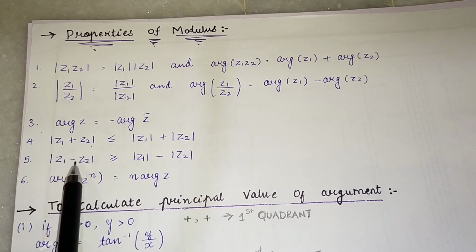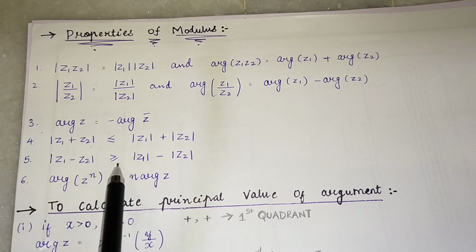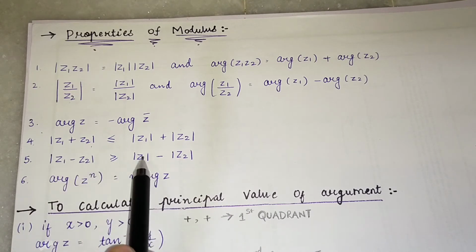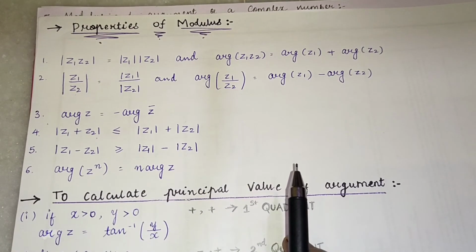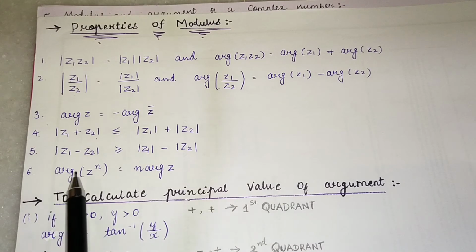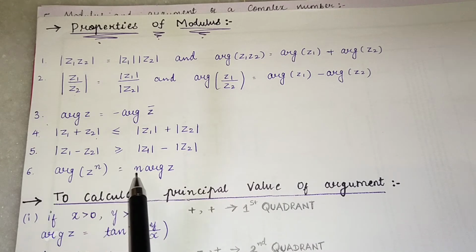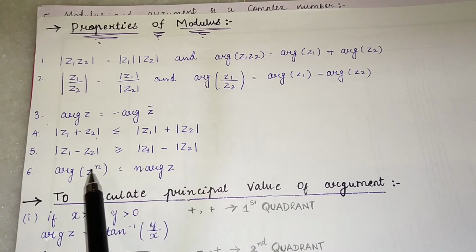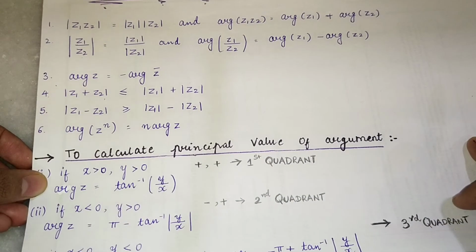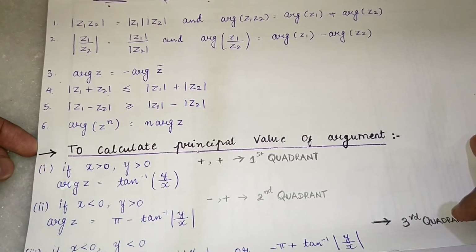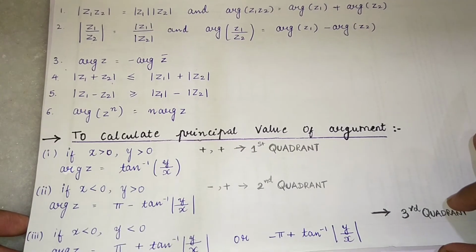Mod of z1 minus z2 is always greater than or equal to mod of z1 minus mod of z2. And the last property is arg of z raised to n is equivalent to n arg z. You have to take this n out, so you get n arg z. Now we will see how to calculate the principal value of argument.